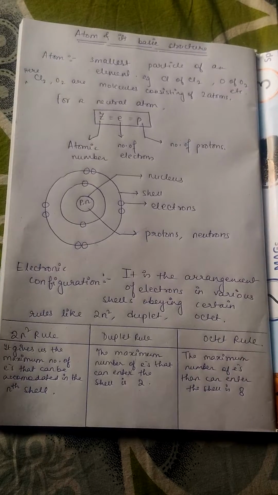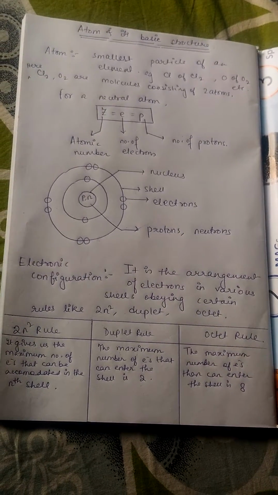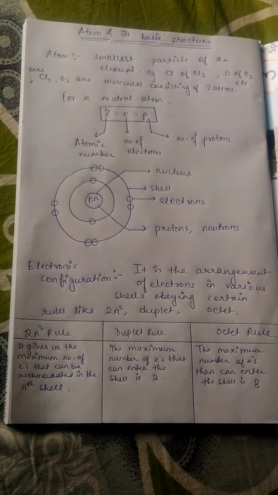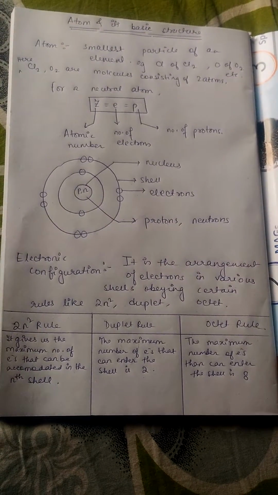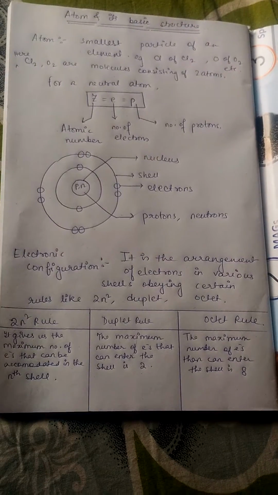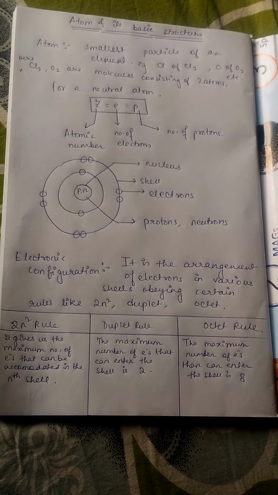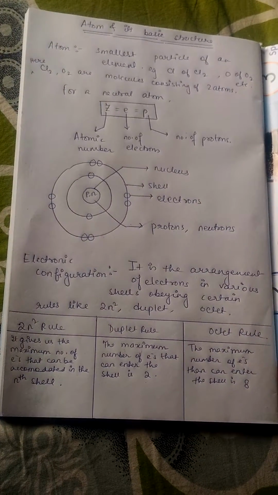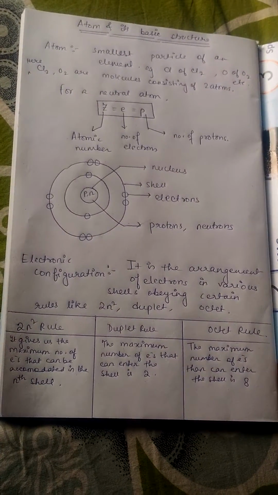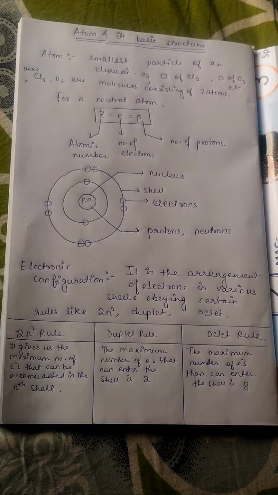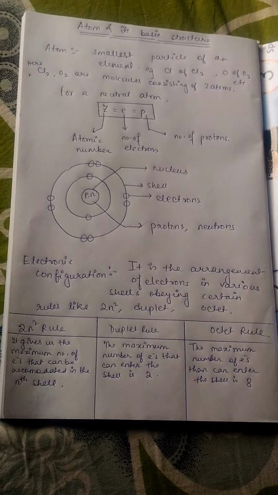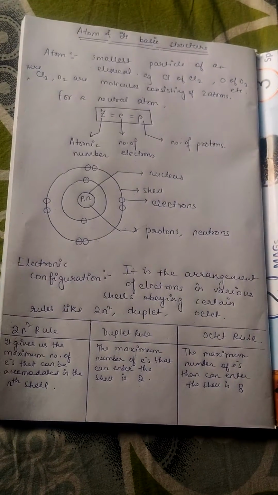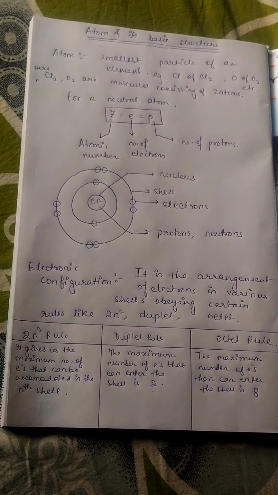And next what we see is, for a neutral atom, Z is equal to E is equal to P. This is also very fundamental, because neutral atom means what? Neutral atom means it has got no charge. Protons are positively charged, electrons are negatively charged, and neutrons have no charge. So a neutral atom will be zero charged because the number of electrons and the number of protons are the same, as you can see from the formulae: Z is equal to E is equal to P.